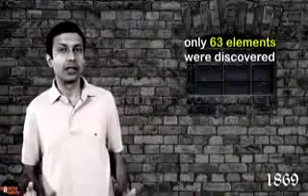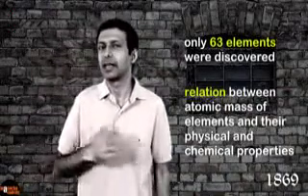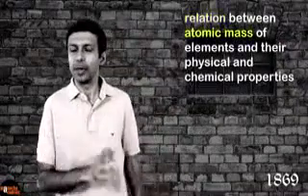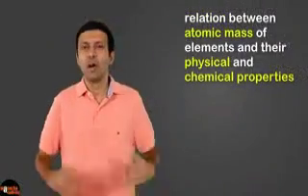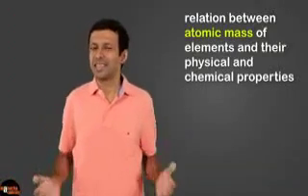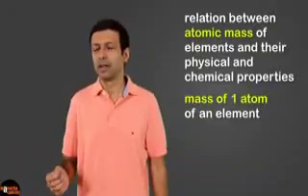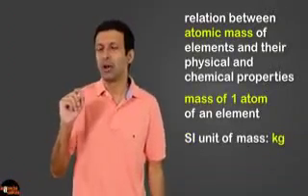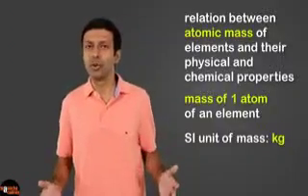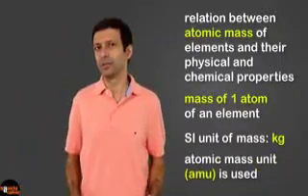And Mendeleev was looking at the relation between the atomic mass of elements and their physical and chemical properties. So let's discuss these 3 things: atomic mass, physical and chemical properties. What is atomic mass? That's simple, the mass of one atom of an element. The SI unit of mass is kg, but since the atom is really small and light, a more convenient unit called atomic mass unit, or AMU in short, is used.